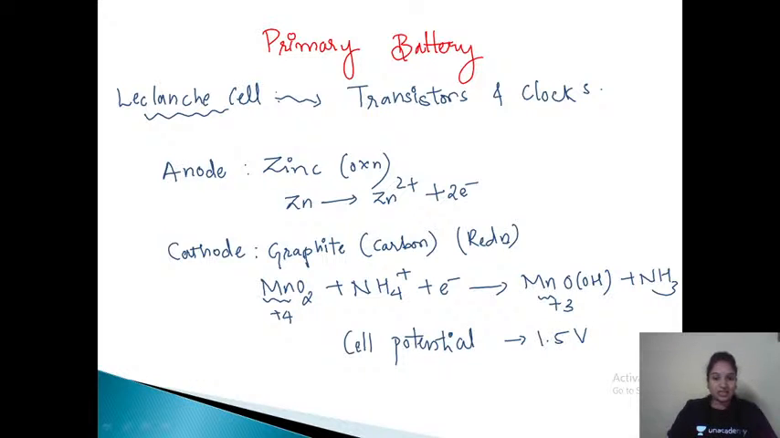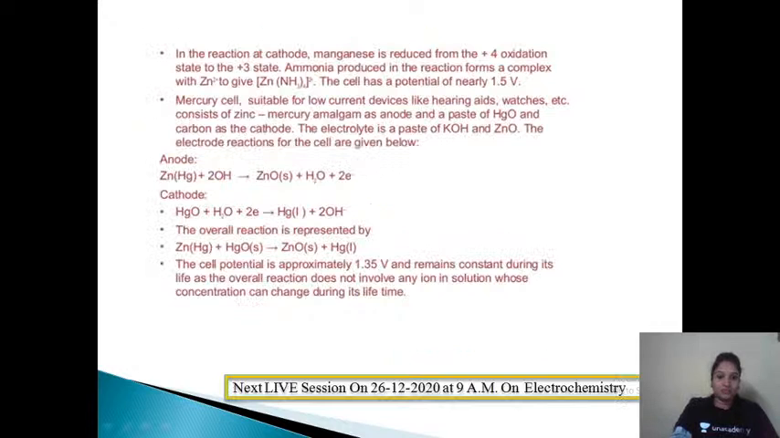So a very simple cell. The anode is made up of a zinc container where oxidation takes place and zinc is converted into Zn2+ and 2 electrons. The cathode is made up of graphite and carbon, surrounded by a powder of manganese dioxide, and there is also a paste between these two electrodes, that is ammonium chloride and zinc chloride paste. Here manganese dioxide is reduced to manganese oxide hydroxide, from +4 to +3 oxidation state, and the cell potential obtained from this reaction is 1.5 volt. So this is the same reaction.